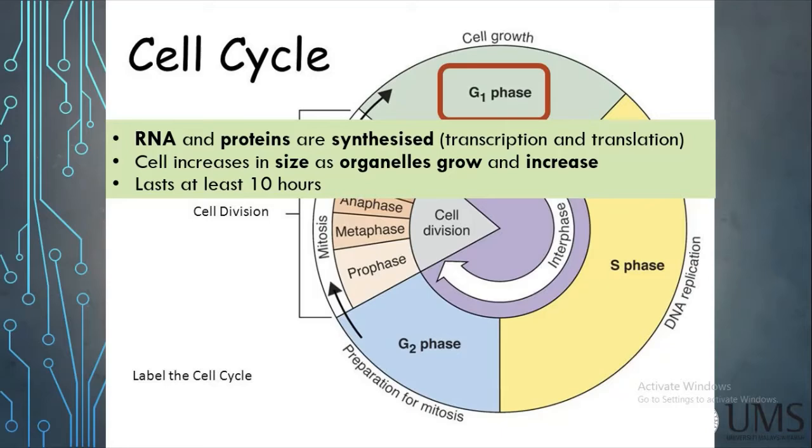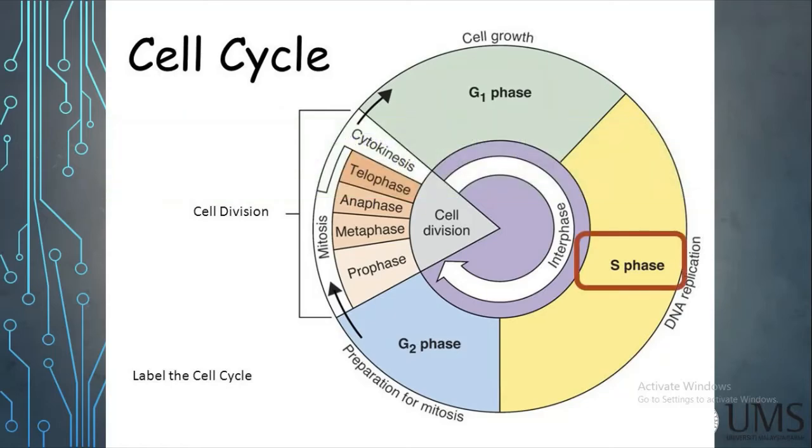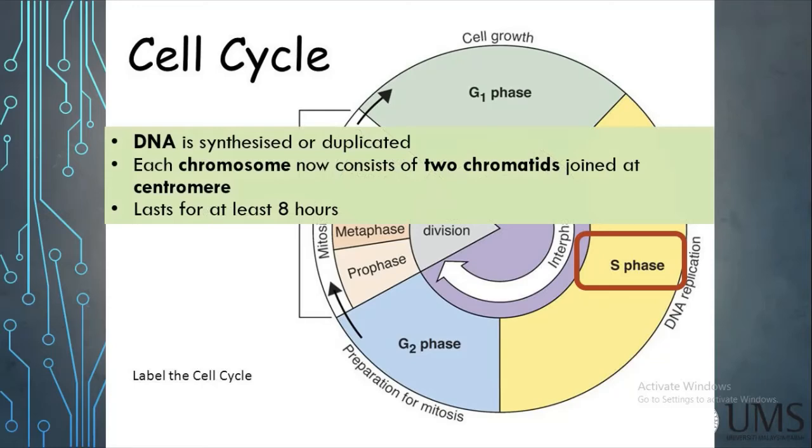And then, after the G1 phase is finished, we will move to the S phase, also known as the synthesis phase. In this phase, the DNA is being synthesized or duplicated, where each chromosome now consists of two chromatids joined at the centromere, and this process lasts for at least 8 hours. So this process is slightly shorter compared to the G1 phase, but since the DNA sequence is long, it will need at least 8 hours, which is a long time to finish.